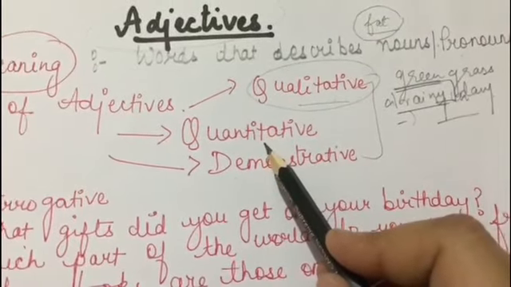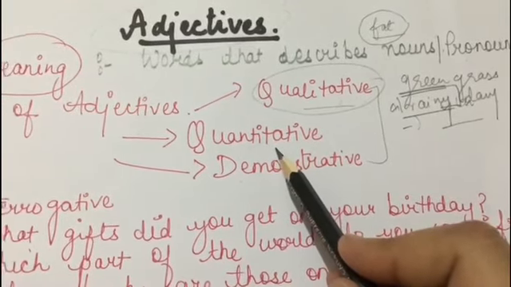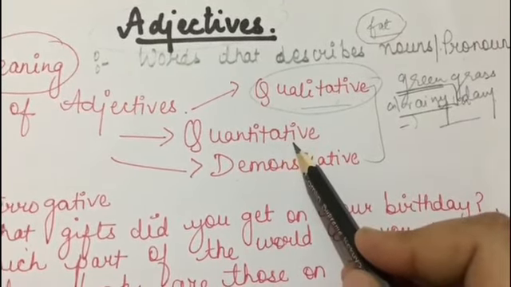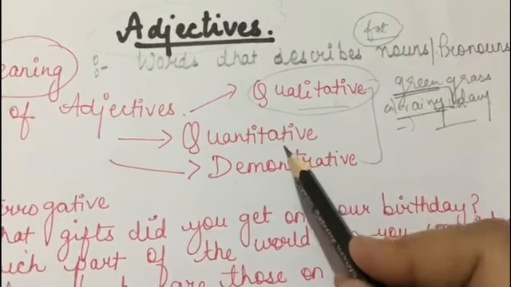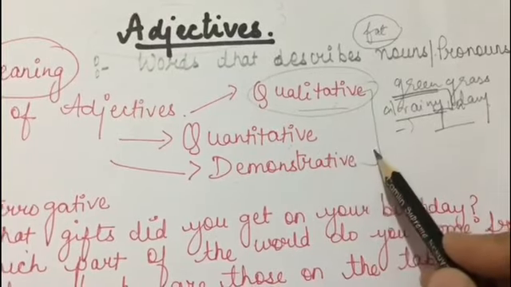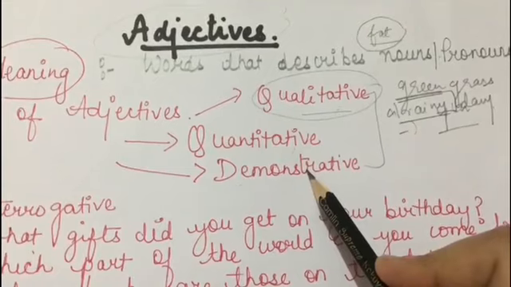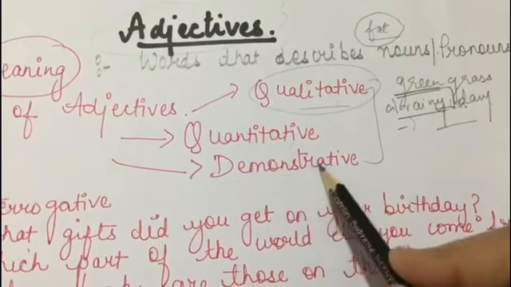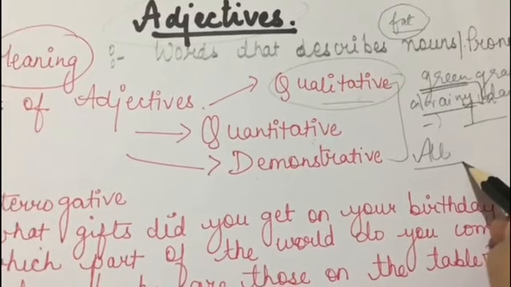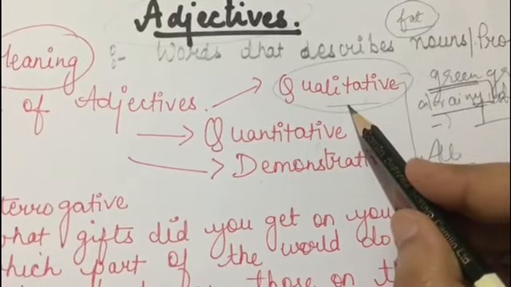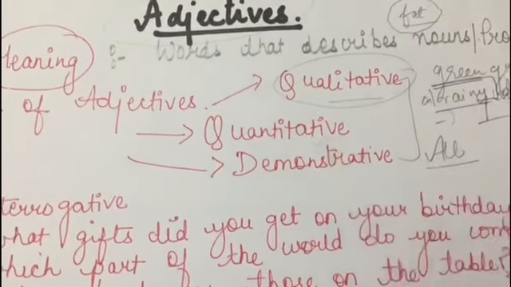Next come the quantitative adjectives. So an adjective which tells us how many or how much of something is meant is called a quantitative adjective. For example, if I say some students raised their hands, so some is a quantitative adjective. Next, if I say all men are born equal, so in that case all is a quantitative adjective. So qualitative adjectives tell us about the quality and quantitative adjectives tell us about the quantity.